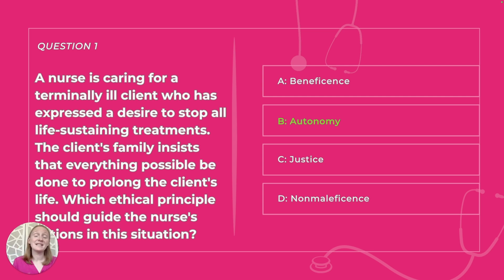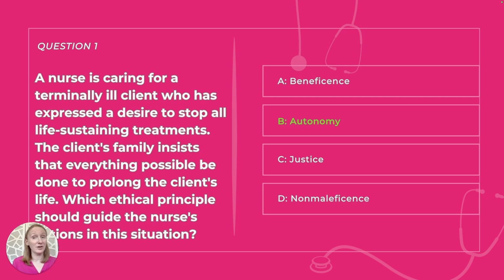In this scenario, the client's wishes conflict with the family's wishes. Therefore, this most closely ties to the principle of autonomy. We are going to respect the wishes of the terminally ill client, even though their wishes conflict with those of their family, because it is the client's health and therefore it is the client's decision.